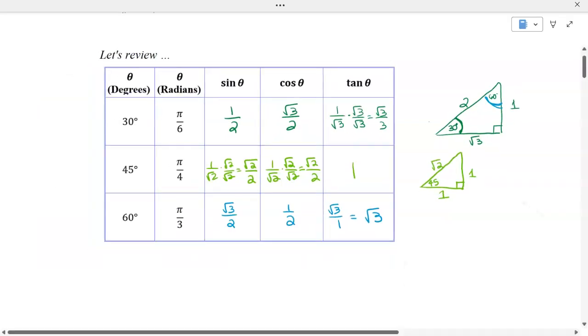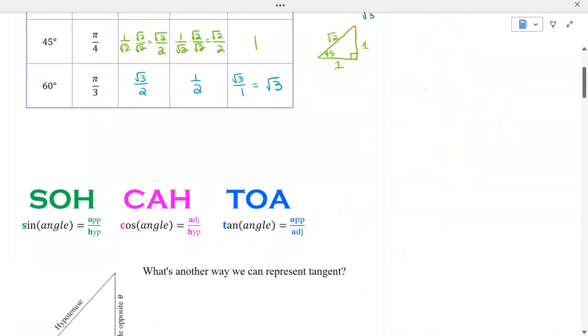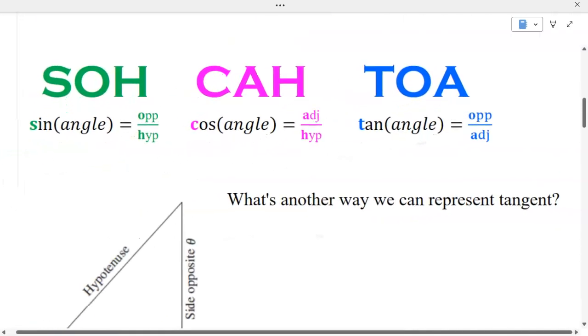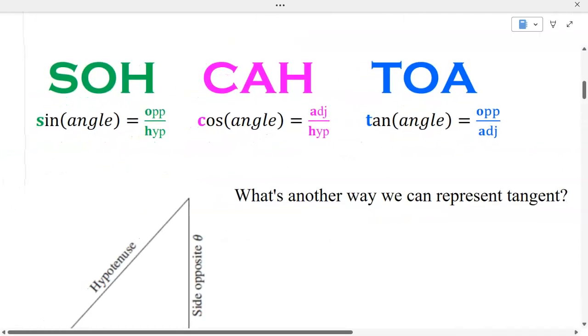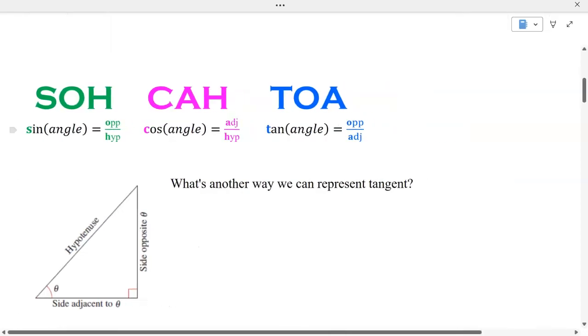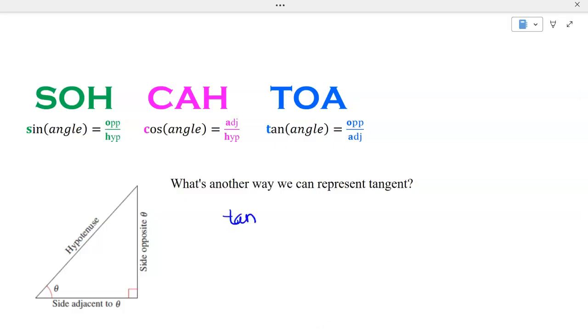Now, remember, using SOHCAHTOA, we know what the sine, cosine, and tangent are. But there's actually, instead of just looking at tangent as being opposite over adjacent, another way that we can represent tangent. Tangent is also going to be the sine over the cosine. And let me show you why that's the case.